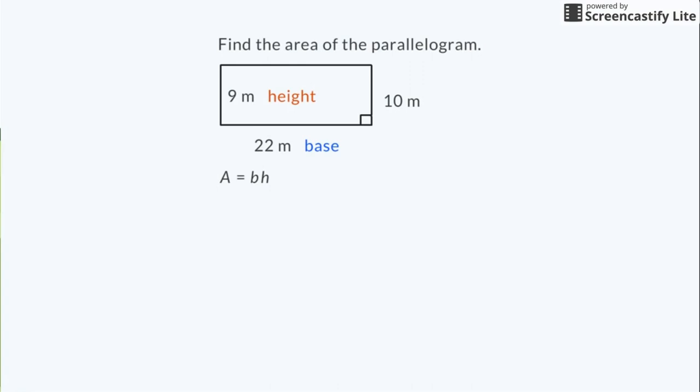Note that the height has to be perpendicular to the base. Therefore, the height is 9 meters, not 10 meters.